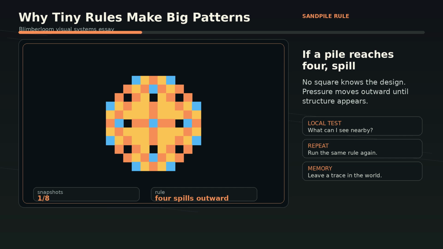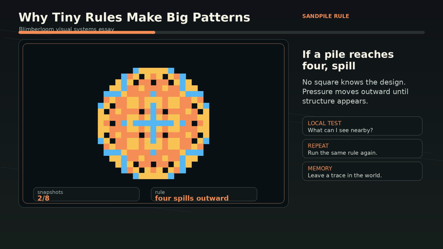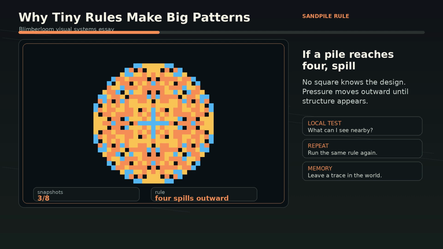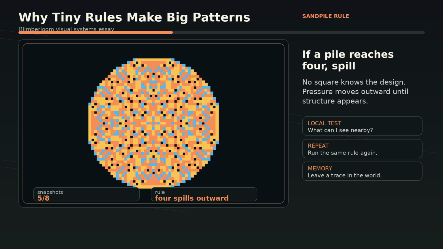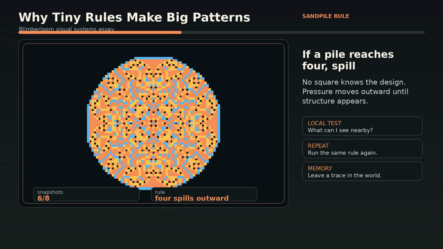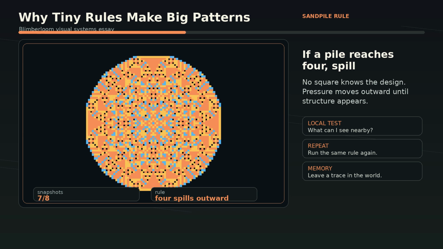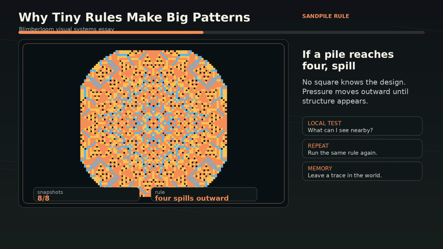The sand pile is even stricter. A pile counts grains. If one stack reaches 4, it spills 1 grain to each neighbor. That sounds like a cleaning rule, but it creates scars. The center keeps overflowing. The pressure moves outward. Stable areas freeze, unstable areas split, and the final image has rings, arms, and repeated detail. Again, the rule has no design plan. It only asks, am I too full?